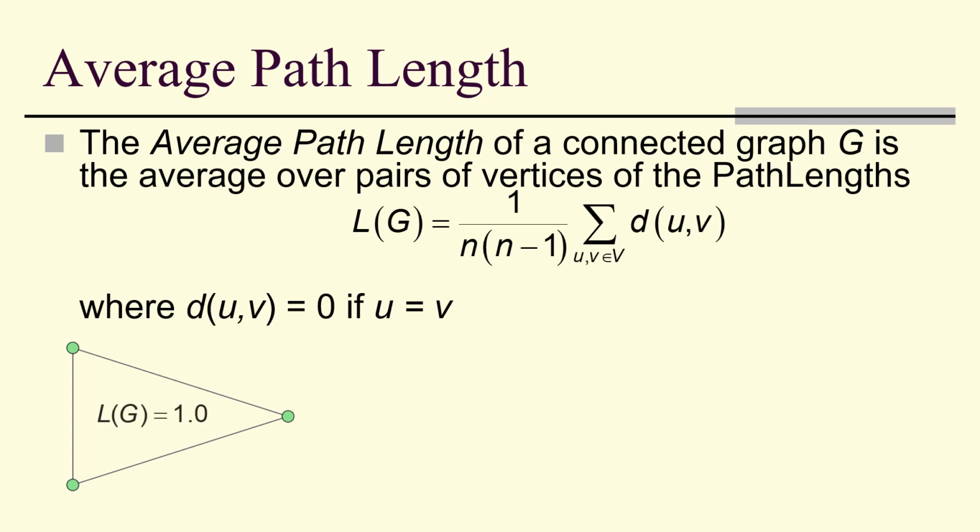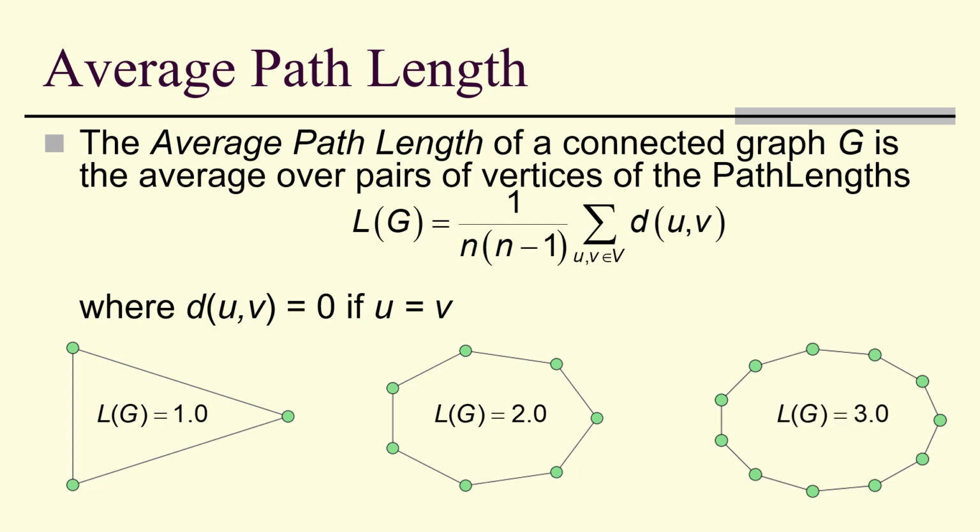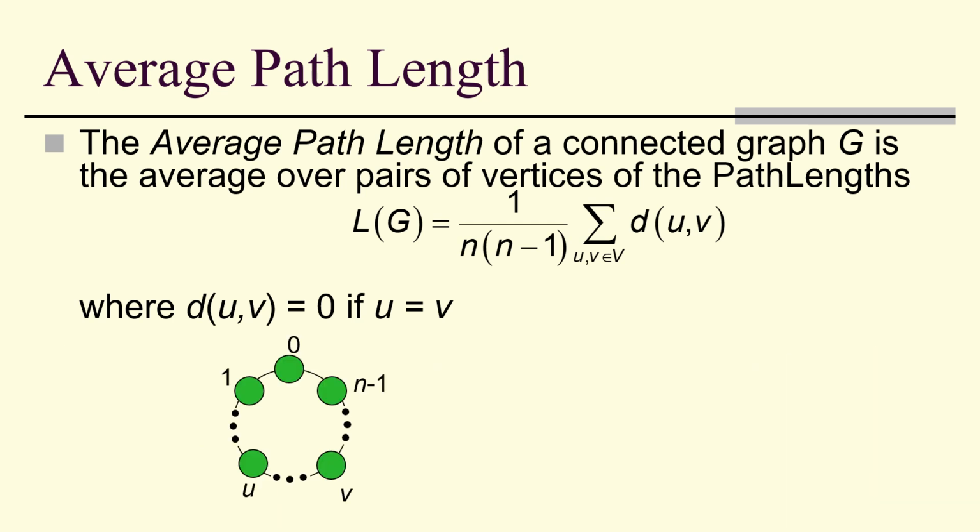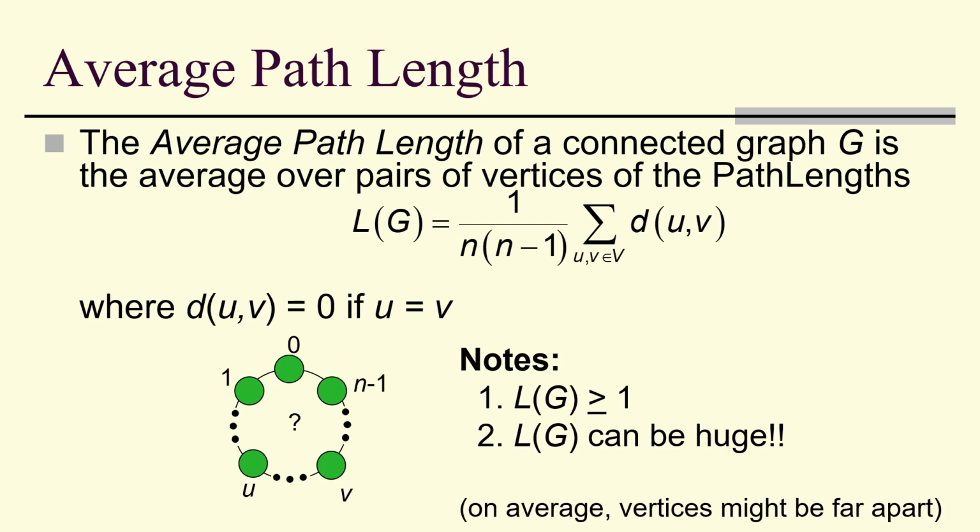Here's a triangle. It's got an average path length of 1, average path length of 2, average path length of 3. And I'll let you think about this one. Notice the average path length is greater than or equal to 1, and it can at times be huge.